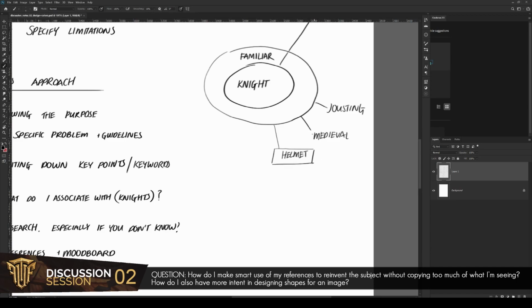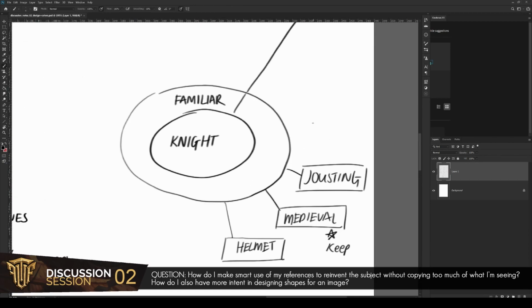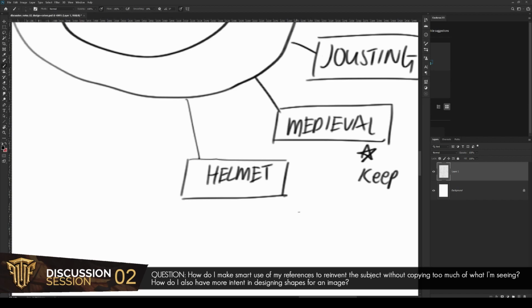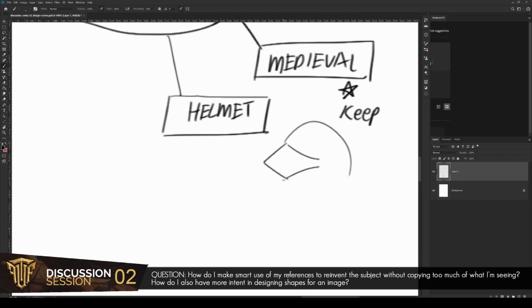So maybe some things we do keep. Let's just say we do want to keep the medieval aspect of it. We're going to keep that. But the things we're going to change, for example, are the helmet and jousting. So instead of a jousting pole, maybe he could be holding a giant spray gun that's shaped like a jousting pole, you know. So we're taking something familiar and then introducing something unfamiliar to it. And with the helmet, we can draw a more medieval looking helmet, and then we introduce an unfamiliar element to it, like a medieval helmet with a gas mask attached to it, for example.